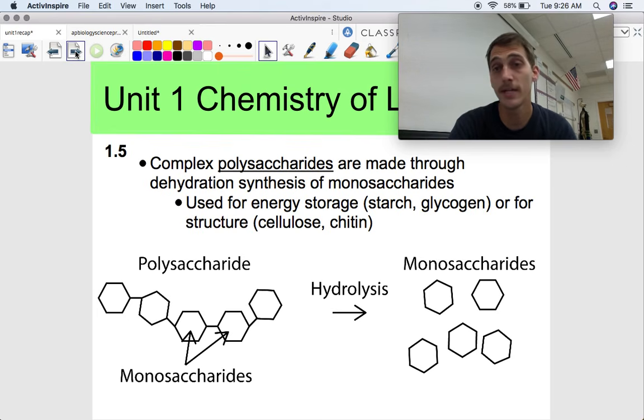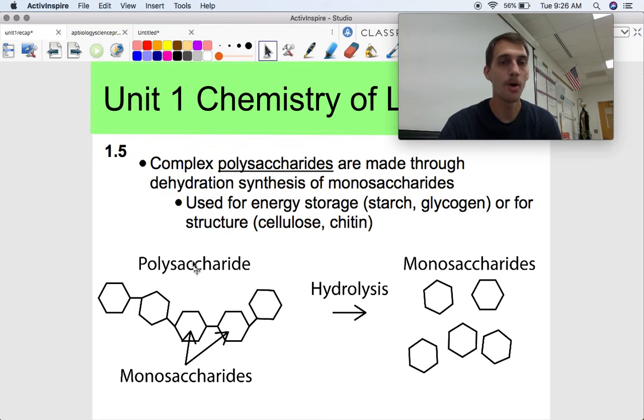And what polysaccharides are typically used for, they're used for energy storage, like say, for example, plants store energy or carbohydrates in the form of starch. Animals store it in the form of glycogen. But polysaccharides can also be used for structure. So plant cell walls, which we're going to look at next unit, are made of cellulose, and chitin is an example of a polysaccharide that makes up the exoskeleton of insects. So there you go. When you step on them and they go crunch, that's why, because they're polysaccharide exoskeleton.